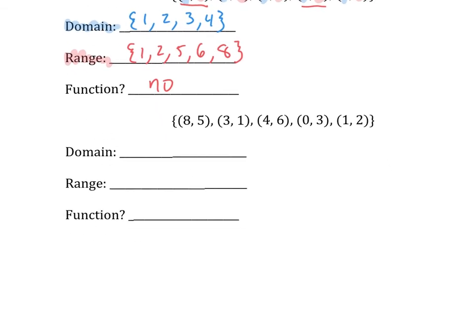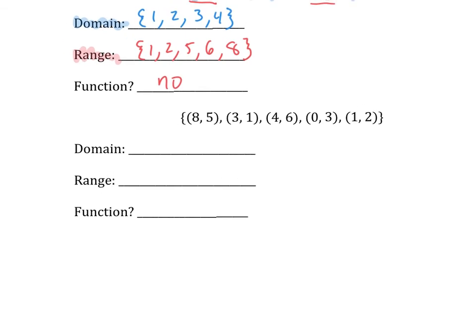All right, let's look at the next example. Again, I'm going to highlight my domain in blue. So we have 8, 3, 4, 0, and 1. And we'll order them from least to greatest. So I have 0, 1, 3, 4, and 8.